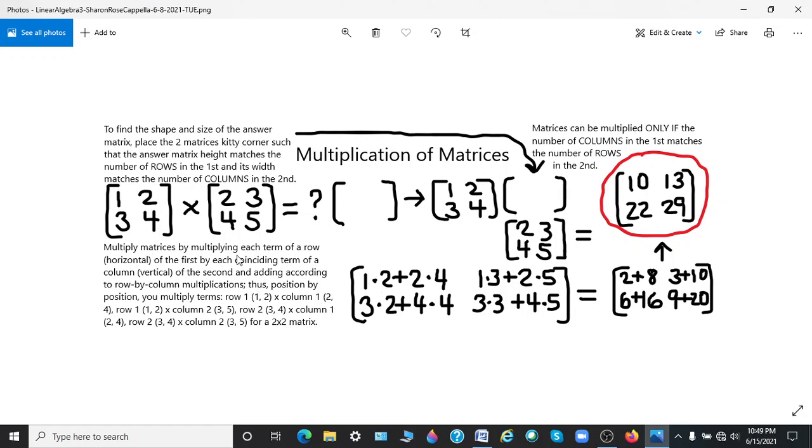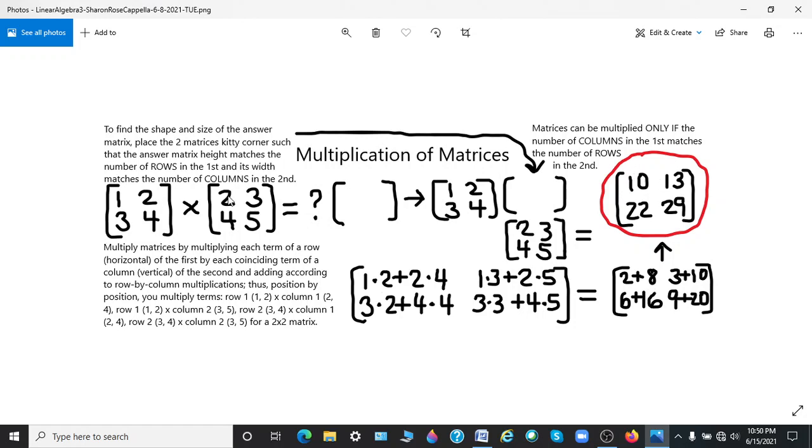It does not exist. So that's why the number of columns in the first has to match the number of rows in the second, so you can actually perform the multiplication. But just to reiterate this, 1 times 2, plus 2 times 4, 2 plus 8 is 10, that's the first position.